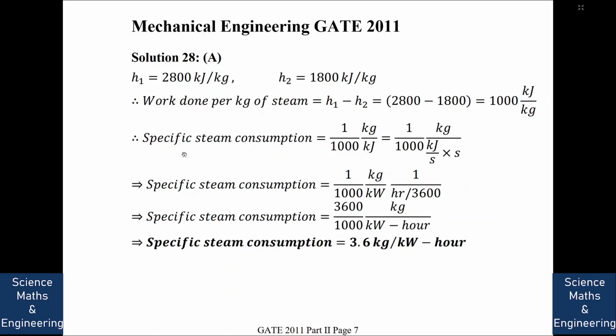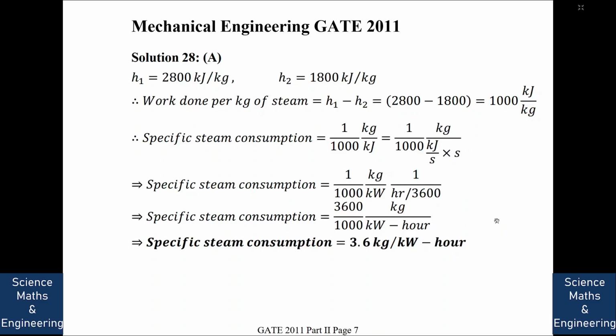Okay, now specific steam consumption we can directly get from the book as 3600 divided by 1000. That is the formula that we remember, but if we need to understand how it comes, it comes like this. Specific steam consumption would be the reciprocal of work done, so 1 by 1000, so it is kg per kilojoule. Now kilojoule is what? Kilojoule per second into second, that is kilowatt into second. So I can write 1 by 1000 kg per kilowatt second, and then second we can write as hour. 3600 seconds are there in 1 hour, so it is hour divided by 3600. So what comes is the specific steam consumption is 3600 divided by 1000 kg per kilowatt hour, which is equal to 3.6 kg per kilowatt hour.